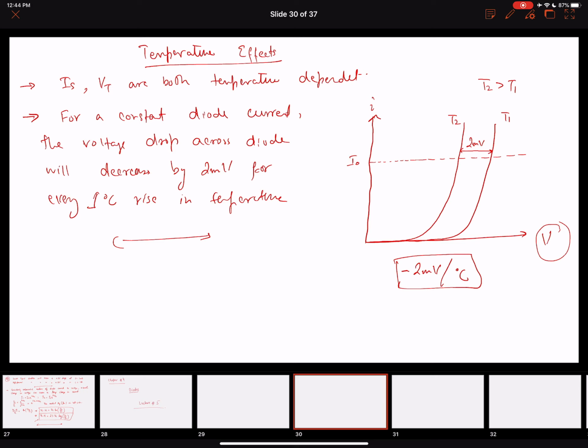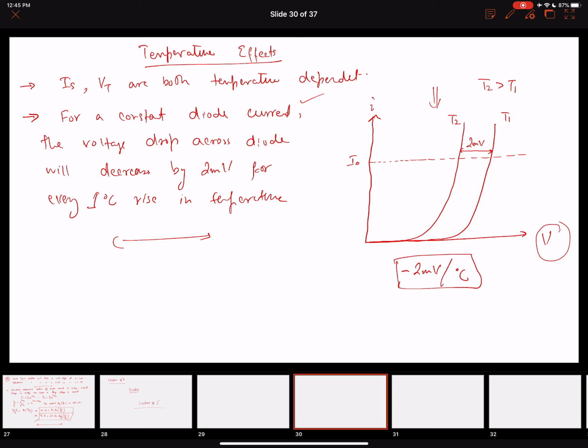Right, so for example, you're operating a diode in the forward bias condition. It has a constant diode current, and what will happen is if you increase the temperature by 1 degree Celsius, the potential drop across the diode will drop by 2 millivolts, right? So essentially, in terms of the conduction, looking at this plot, we can also see that the voltage required, the threshold voltage, is also decreasing by 2 millivolts for every degree rise in the temperature for the operation of the diode.